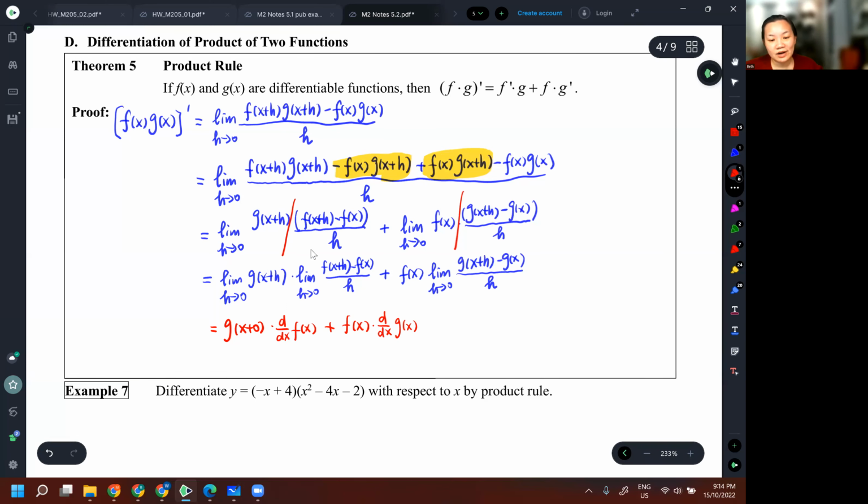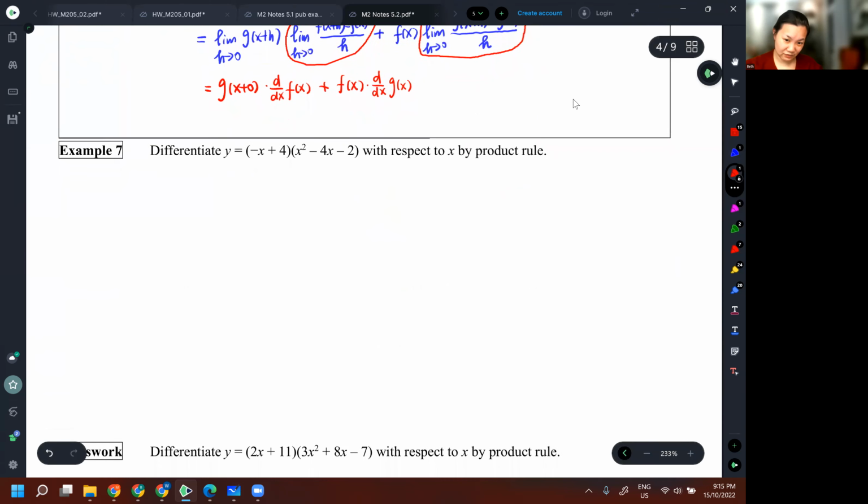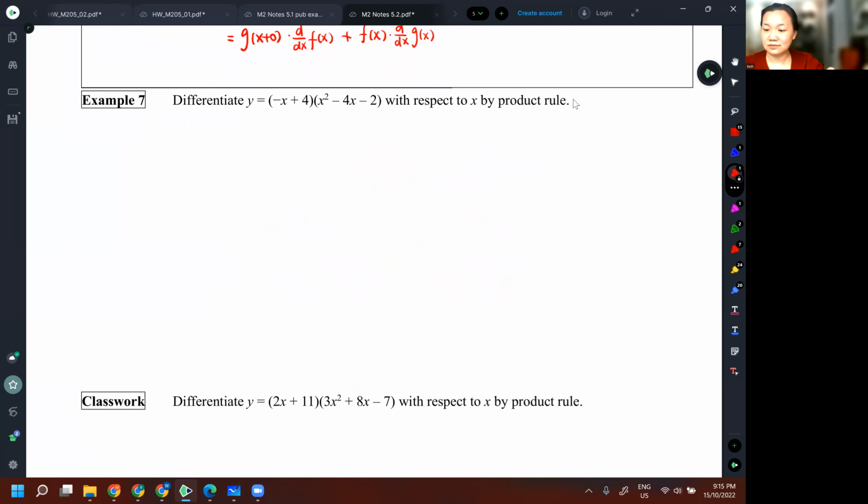Now you realize that the first fraction is the derivative of f by definition. The second fraction here is the derivative of g by definition. And there you go. Now this is g of x plus 0, that's g of x. So that is f prime times g plus f times g prime. Now because this is so complicated, the application of it is also not easy. Sometimes you don't even remember to use it.